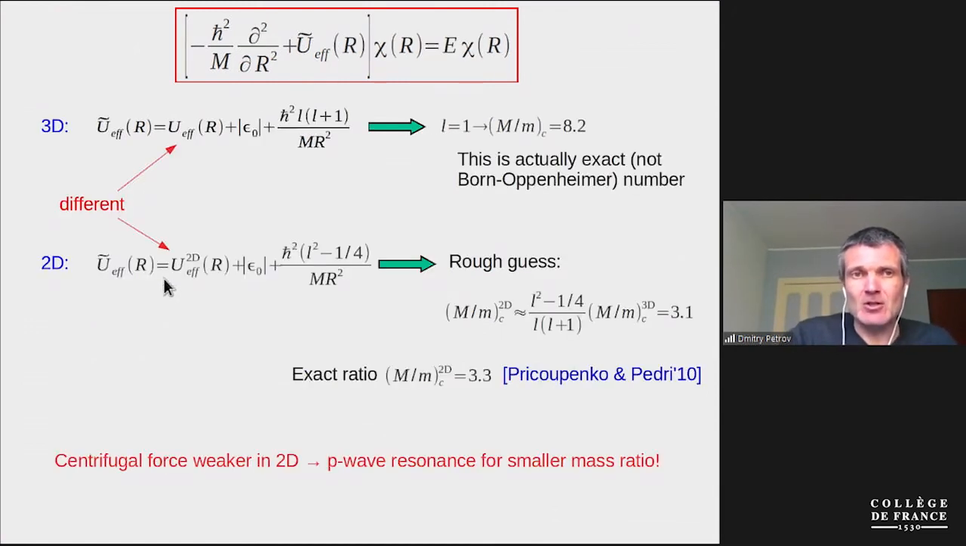Okay, so concerning the difference between 3D and 2D. In 3D, what we did, we took the effective potential, shifted by the dimer energy. But anyway, this is the induced potential, and this is the centrifugal barrier. For L equals 1, we have a critical mass ratio of 8.2.